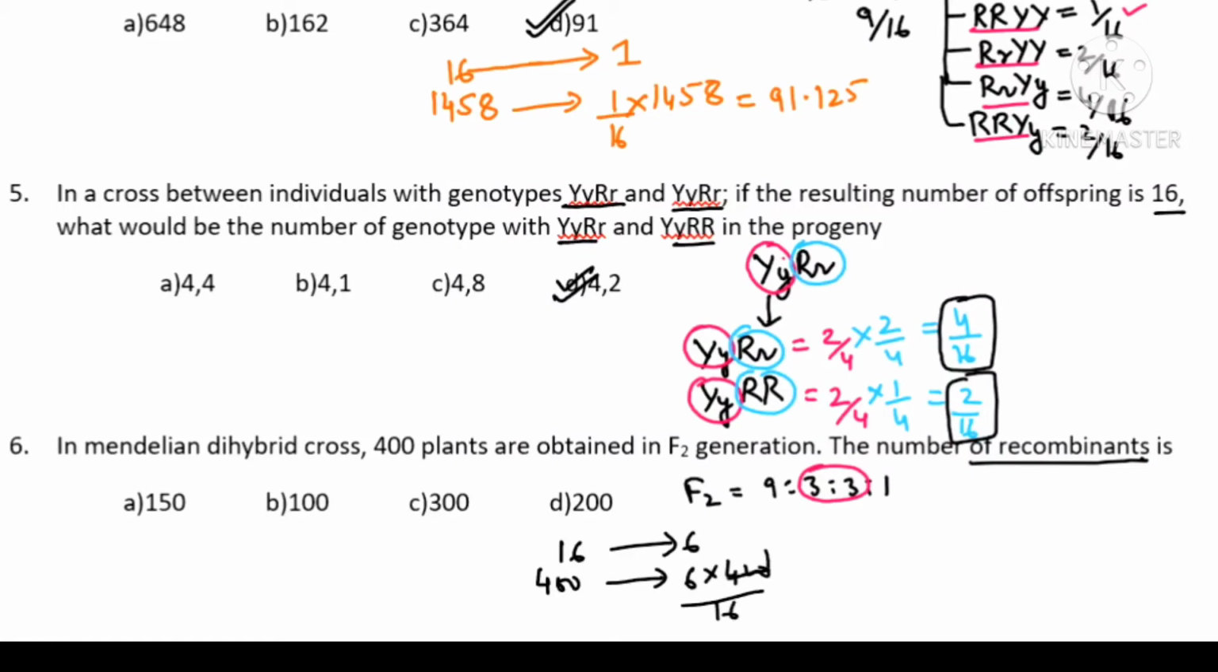So I hope you can easily solve it. You will get how much recombinant? Your answer will come 150. So which is given as your option number first. Understood how to solve? Recombinants total are 6. So out of 16, 6 are recombinant. So out of 400, how many will be there? You have to just substitute the value and you will get the answer.